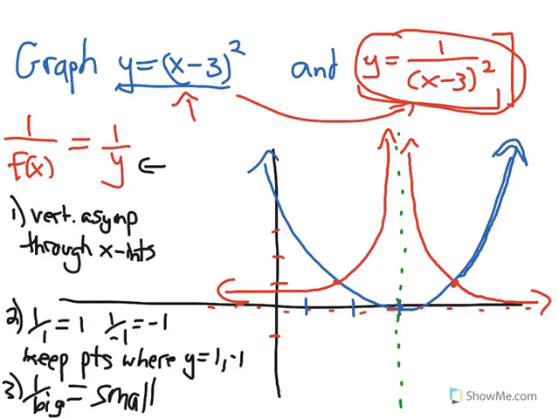If we follow these 3 steps here, we can't ever go wrong. Draw the original function first, or the function on the denominator. Put a vertical asymptote through the x-intercept. Keep your points where y is 1 and y is negative 1 on the original graph, and then draw your reciprocal function in, keeping in mind that 1 over a big y value equals a small y value.